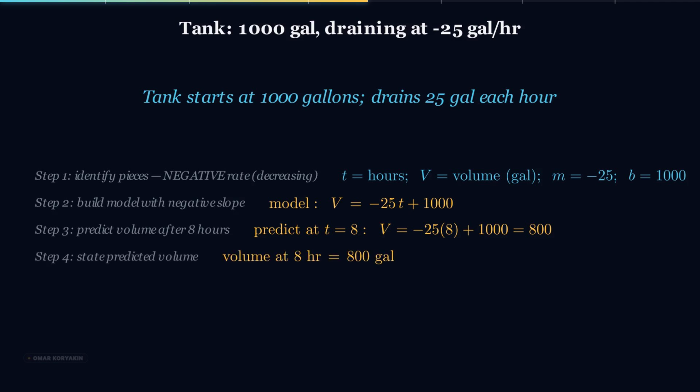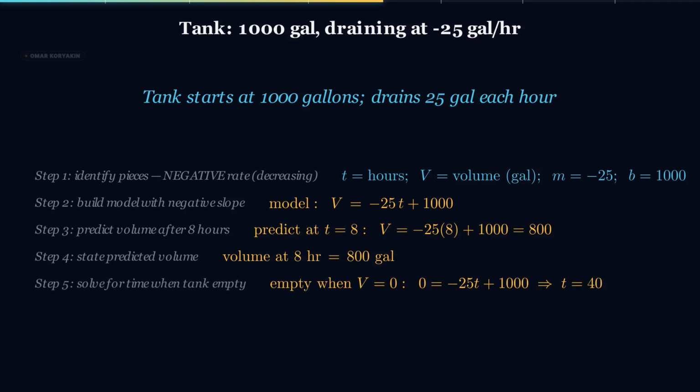Step 4. Find the time at which the tank is empty. Set V equal to 0 and solve for t. 0 equals negative 25t plus 1000. Subtract 1000 from both sides. Negative 1000 equals negative 25t. Divide both sides by negative 25: t equals 40. So the tank empties after 40 hours of draining at the constant rate.